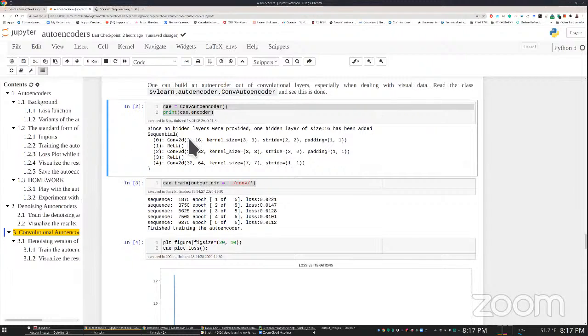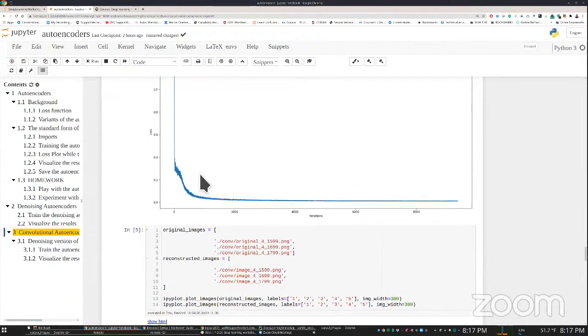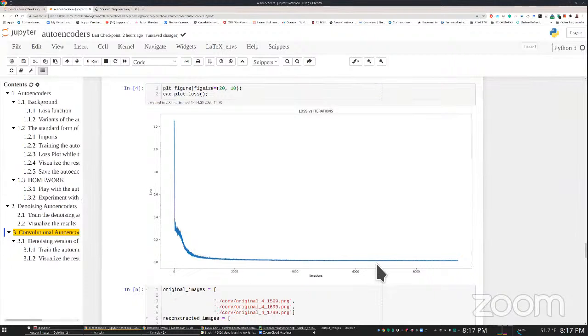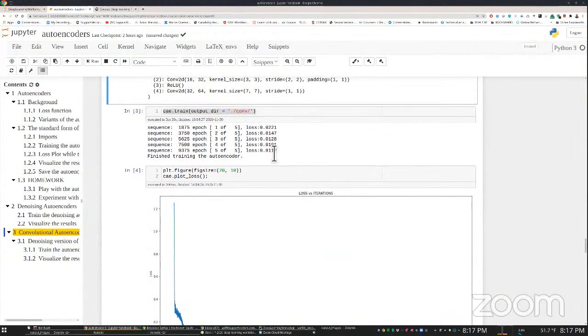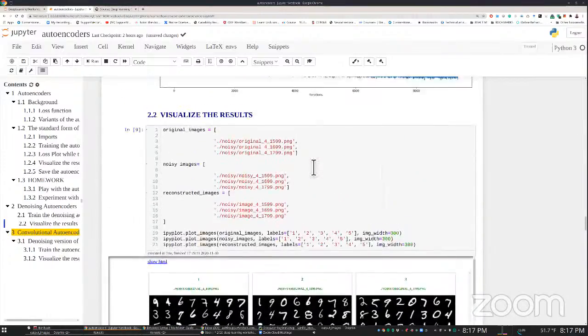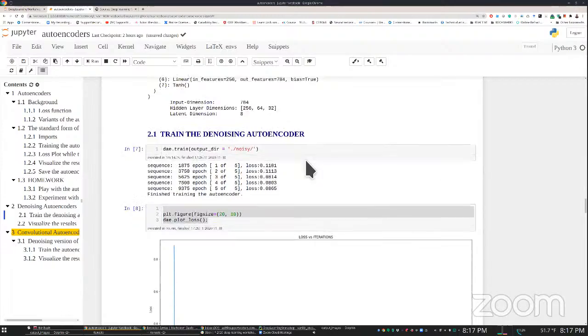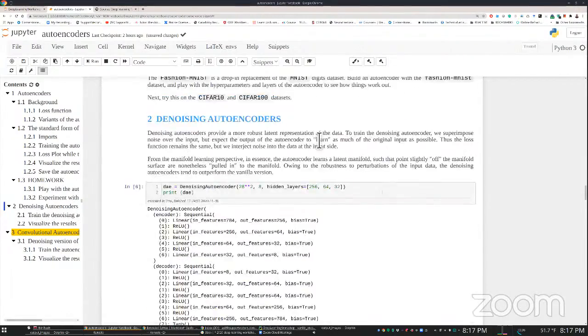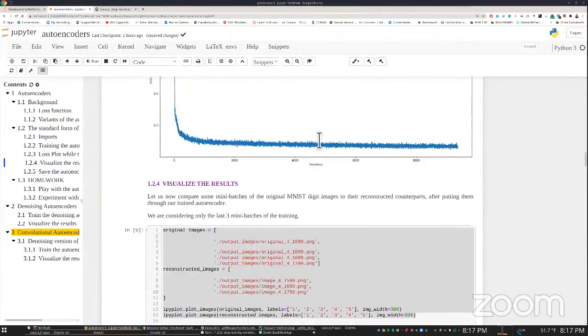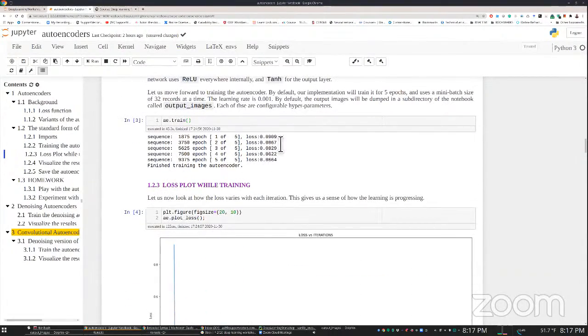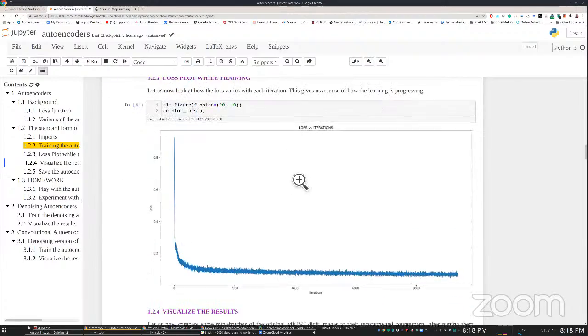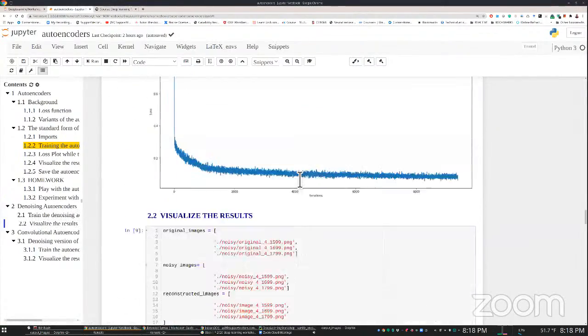So I took three convolutional layers for the encoder. If I train it, you notice that the losses are 0.01. Let's look at the loss that you ended up with in the previous ones. Do you notice that when you train a normal autoencoder with a deep layer, this is fully connected layers, what was the loss you ended up with? 0.0664, right, guys? This is 0.0664.